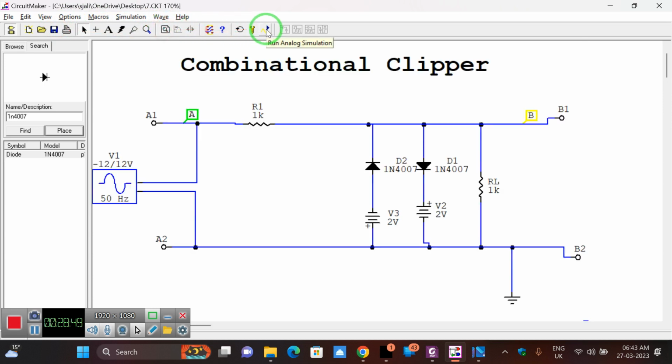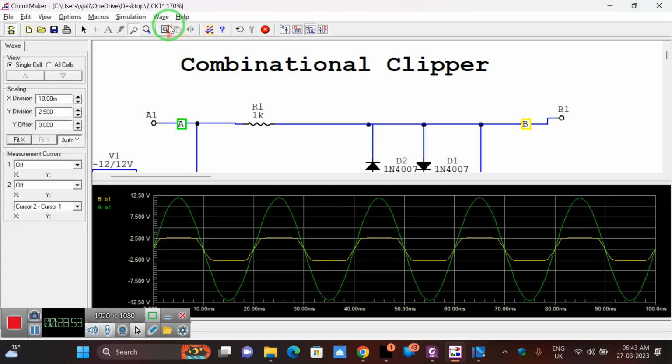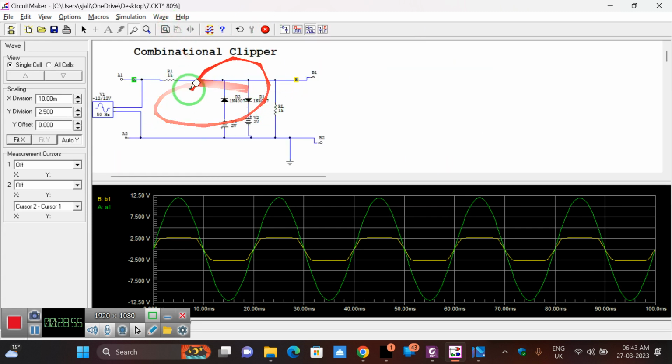Now go to execute, means run the simulation. Now you can again check here. Yeah, this is the circuit. Now check here, positive side some portion is clipped off, negative side some portion is clipped off. Anything more than the battery voltage plus the diode cut-in voltage, that is 2.6, 2.6 here in the positive and negative side is allowed, and the remaining portion is clipped off. So this is your combinational clipper.